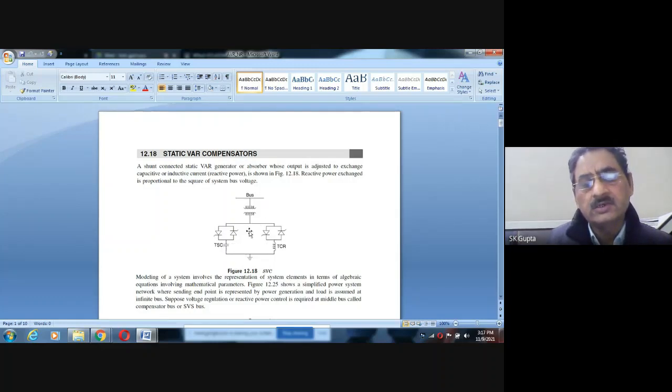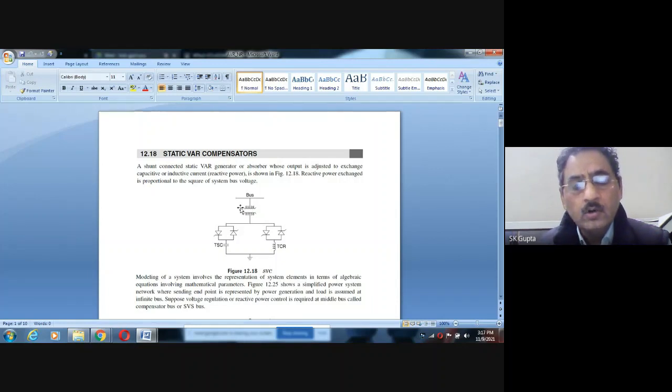So XL minus XC, net reactance will be there in the system. If the overall reactance of the system is lagging, then it will draw lagging current. If overall it is leading, then it will draw the leading current. If it is overall capacitive in nature, then it will draw the leading current. Otherwise, it will draw the lagging current. So depending upon lagging or leading drawing of current, it can maintain the voltage.